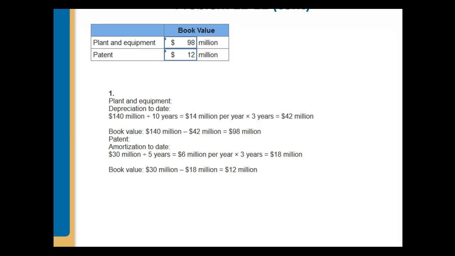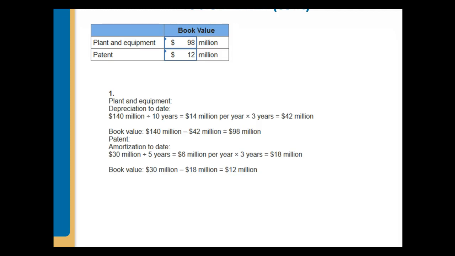So we have our $140 million. Divide that by 10 years, gives us $14 million each year. We're into 3 years, so we're at $42 million. So the $140 million minus the $42 million accumulated depreciation puts our book value at $98 million.